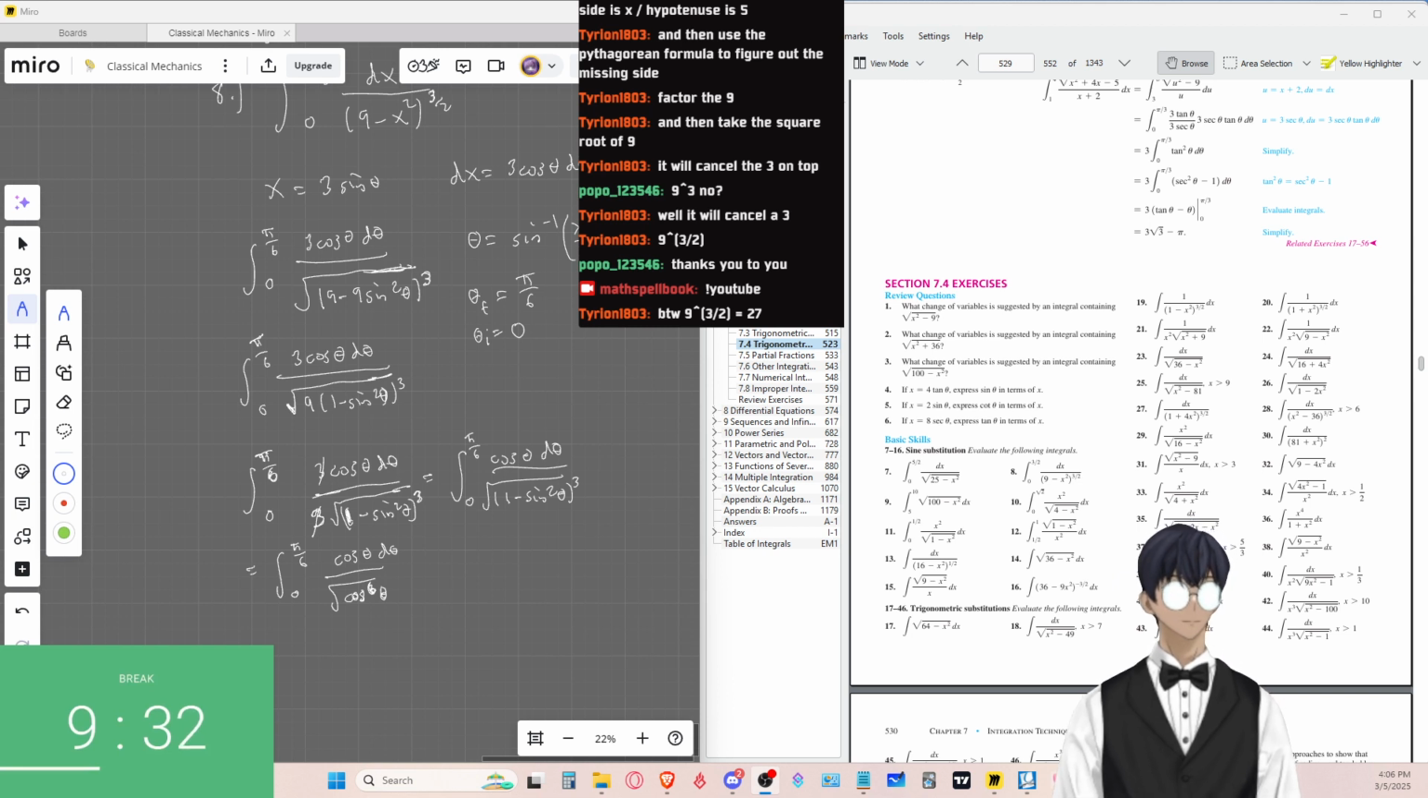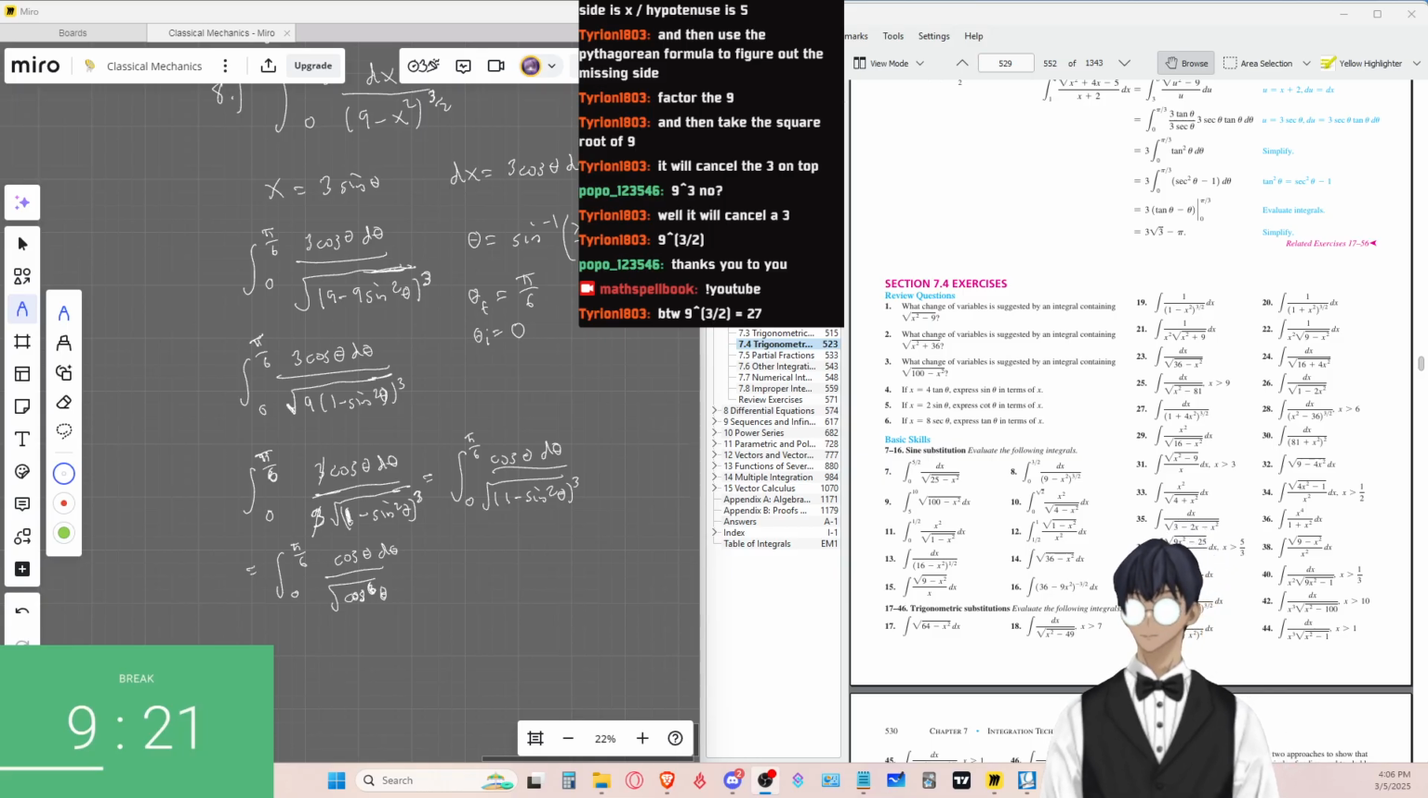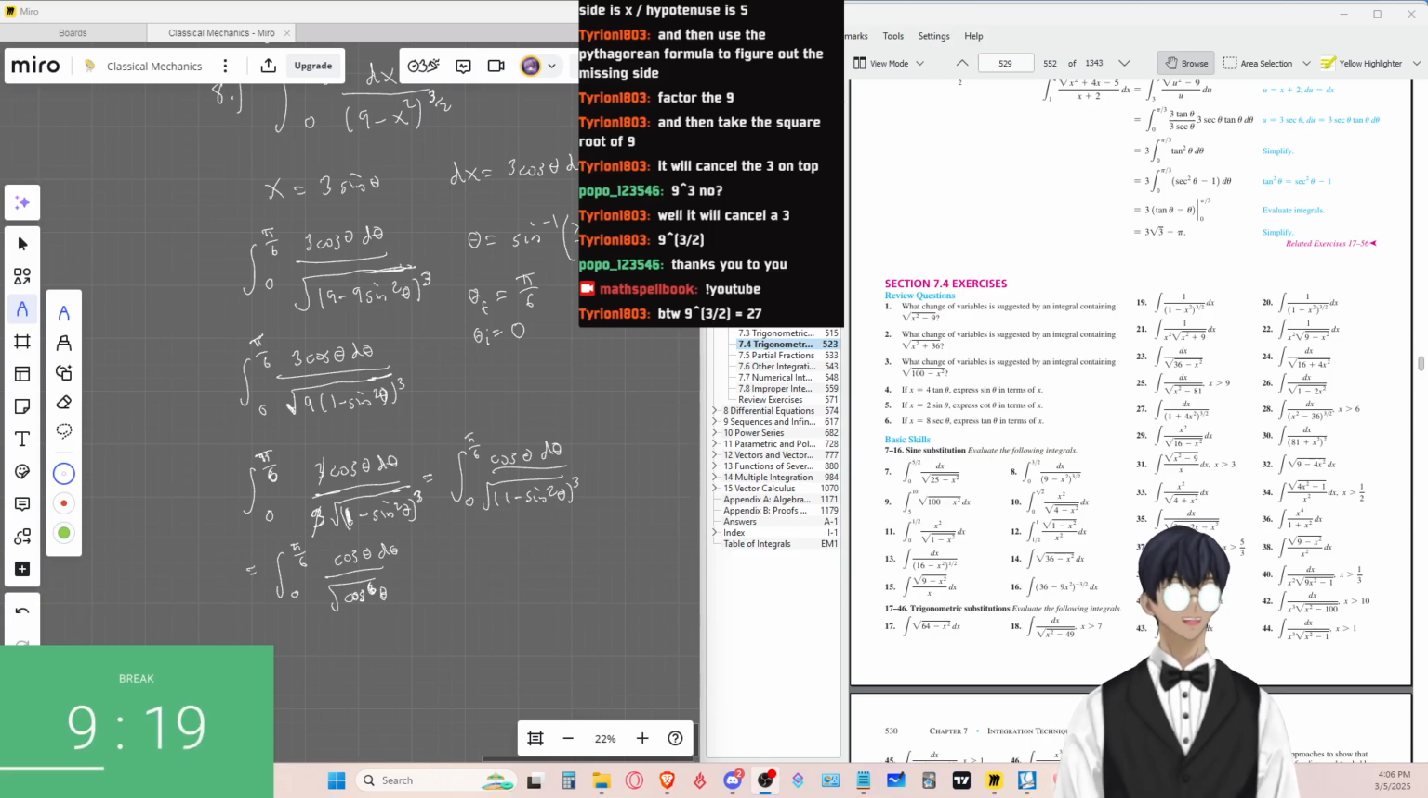Yeah, I forgot. When it comes to fraction exponents, we forget that you take the square root and then multiply it by the top. That's actually something I forgot. Sometimes I forget basic algebra.